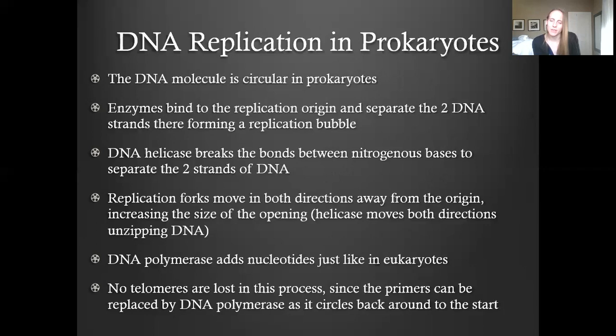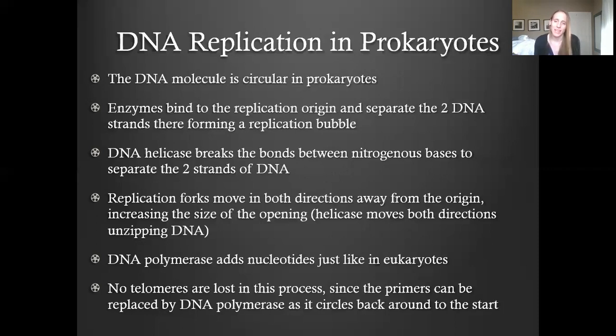It works a bit differently in prokaryotes. Firstly, prokaryotes don't have a nucleus, so this isn't happening in the nucleus for them. And secondly, DNA molecules in prokaryotes are circular instead of linear. So the enzymes will bind to the replication origin and separate the two strands, but this time, instead of having one replication fork traveling in one direction, there's two replication forks traveling in opposite directions, and you form what's called the replication bubble.